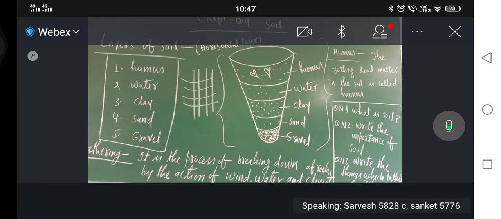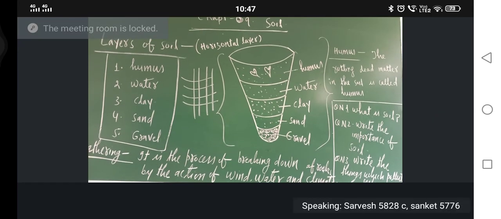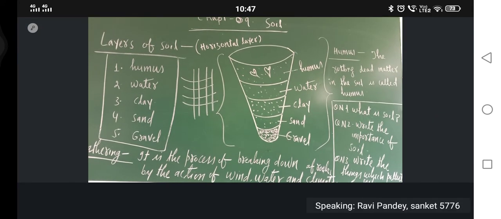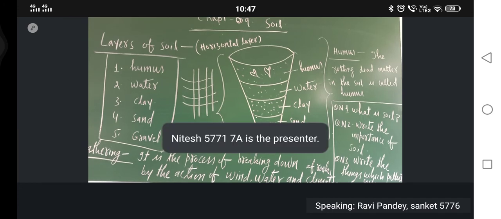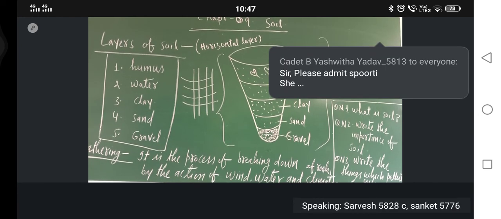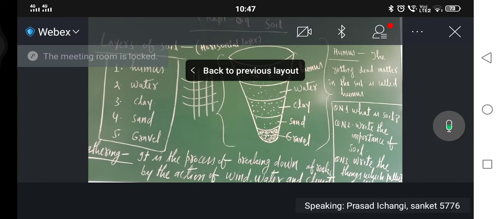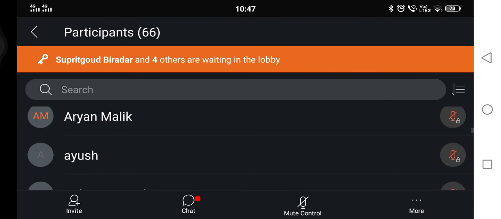The rocks are weathered by the action of wind, water, and climate. Just see. Suppose one rock is there and continuously wind is attacking this one. So some portion of it will be broken. That is why I am telling you it is not a process of one day, two days, or months or a year. Sometimes it takes years together.